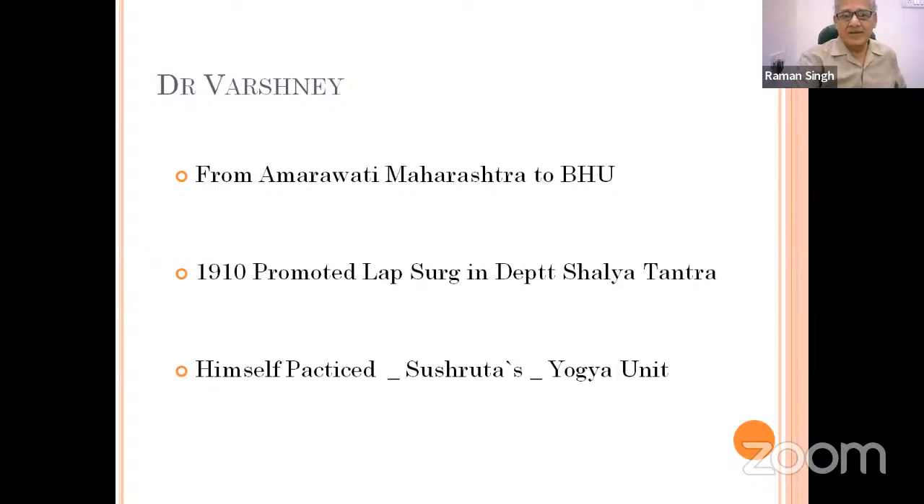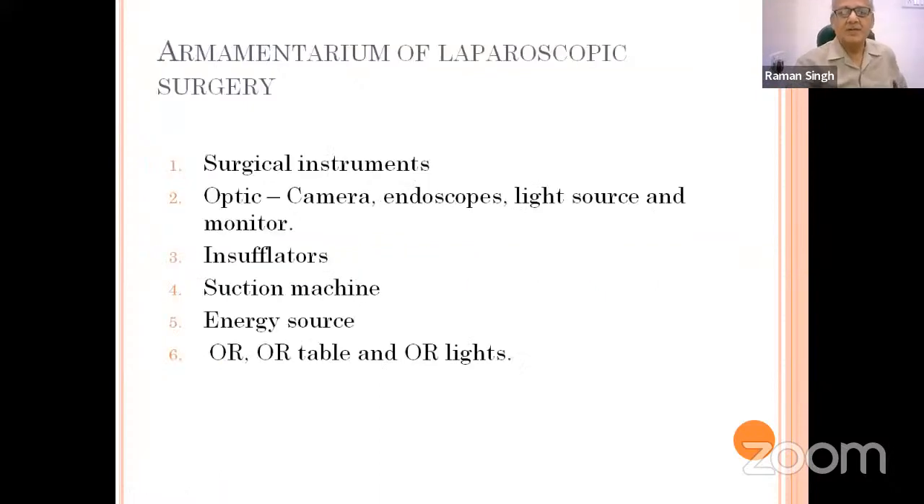He was from Amaravati in Maharashtra. When Dr. Vasane came to the Banaras Hindu University, in 1910, he promoted laparoscopic surgery again in the Salyatantra department. I showed him the picture; he himself was practicing, as Susruta described in the Yoga chapter, over different types of these objects.